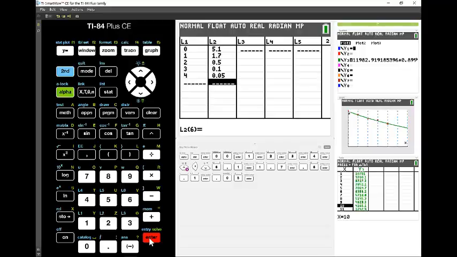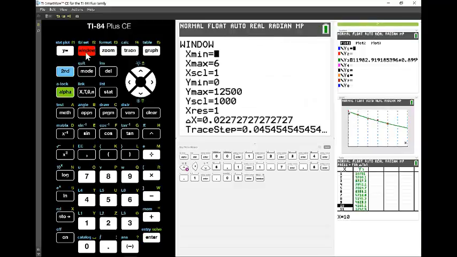Now we're going to go to our window, and we're going to try to take our x from our min to our max. Well, 1 to 6 seems like a pretty good number. Then we're going to take a look at our y values. Our y values certainly don't need to go from 0 to 1250. Instead, I'm going to go from -1, because I feel like I'm getting very close to the x-axis, and I'm going to go up to 6 for my y's, and I'm going to have my scale be every 1. So there I have my window.